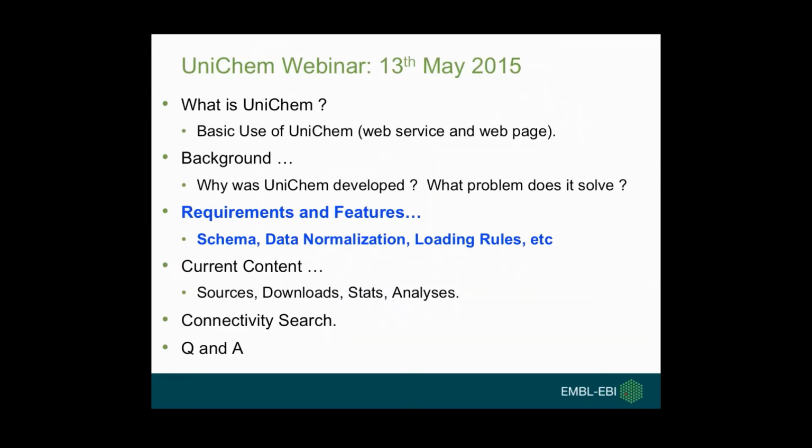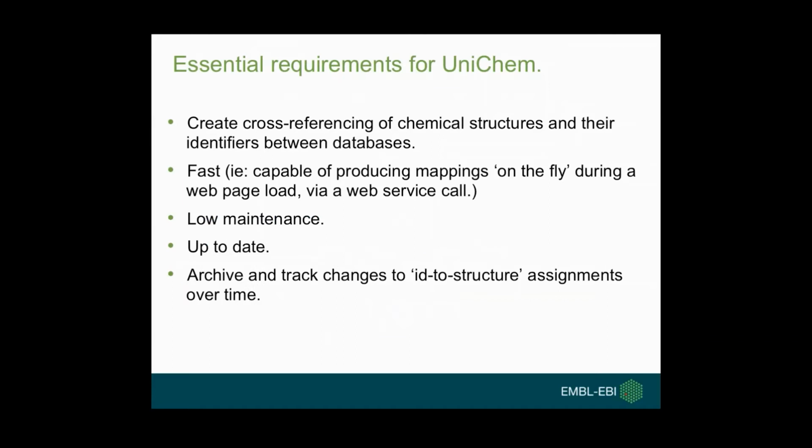So, requirements and features. The essential requirements for UniChem are, of course, that it must create these cross-references between chemical structures and their identifiers, but it also has to be fast. It has to be capable of producing these mappings on the fly during a web page load. It has to be low maintenance, and it has to be up to date. And we have to, to some extent, archive and track changes of ID to structure assignments over time. So those were the main principles that we worked to when we designed and built UniChem.